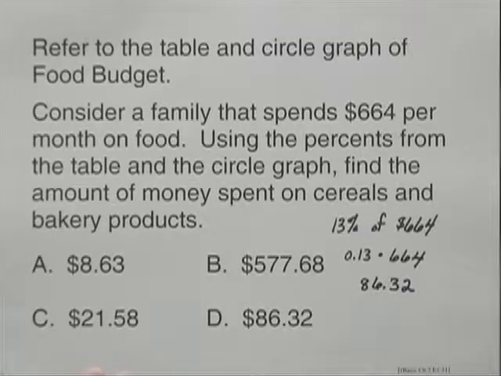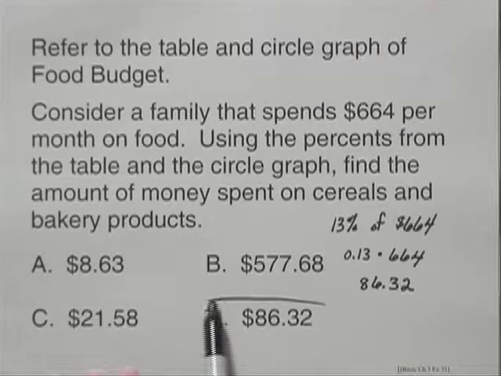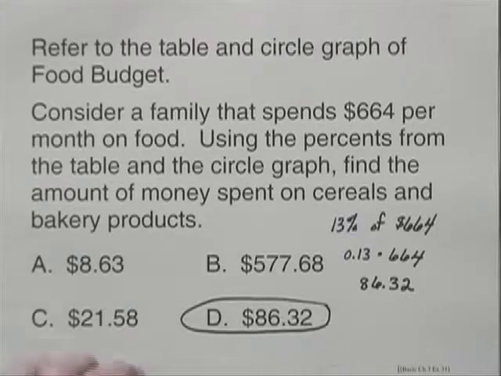86.32. So the family would spend $86.32 on cereals and bakery products, which is option D, and that would be the correct answer.